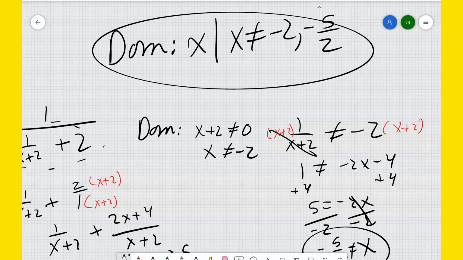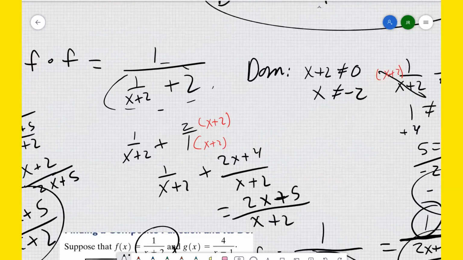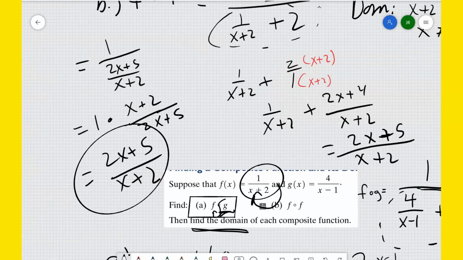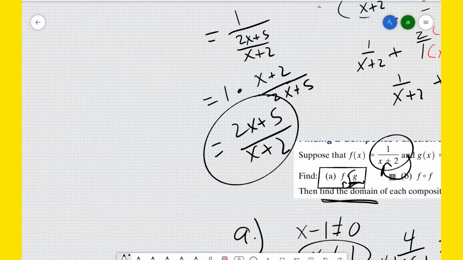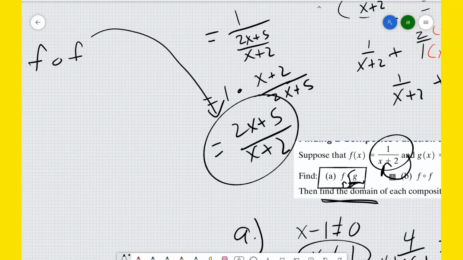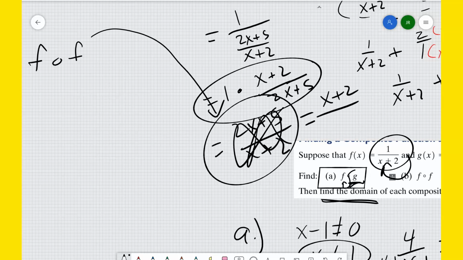Okay, but let me show you one other way you could have done that, and that is to use the composite function that we made earlier over here. So I'm doing f of f, and I've already done the composite function, and that is that right there. You know what I just realized? I just realized that I made a mistake earlier, that when I did this, I wrote this upside down. That was not supposed to be that. It was supposed to be x plus 2 over 2x plus 5. That was the f of f composite function.